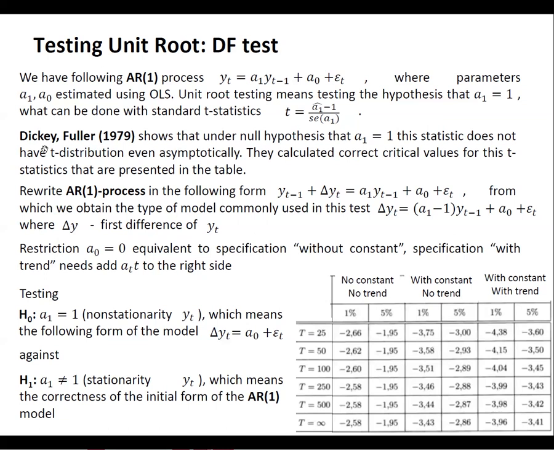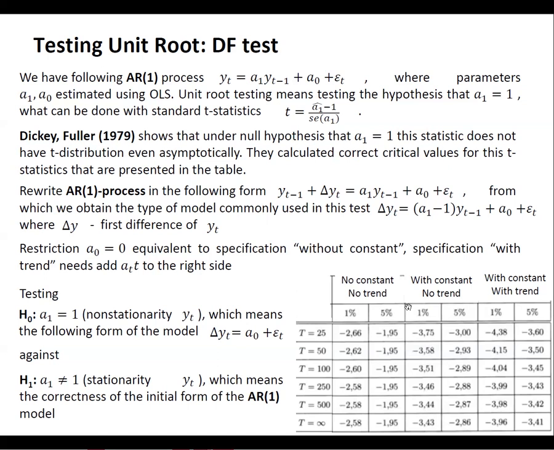Dickey-Fuller showed that under the null hypothesis, A1 equals 1, this t-statistic does not have a t-distribution even asymptotically. The correct critical values for these statistics are completely different. They are presented in our table below. So T is our sample size. These are critical values at 1 and 5% levels. There are 3 versions of this test, but I will say this a little later.